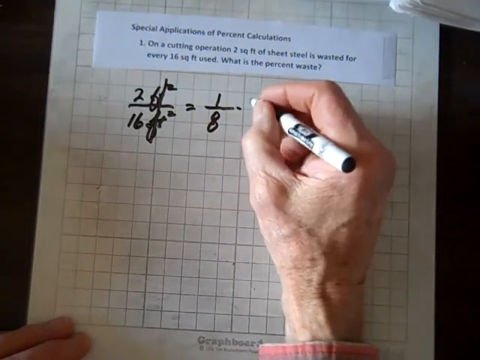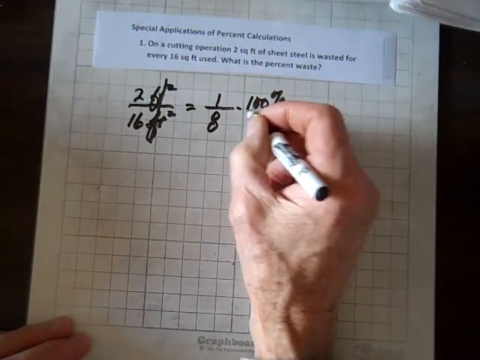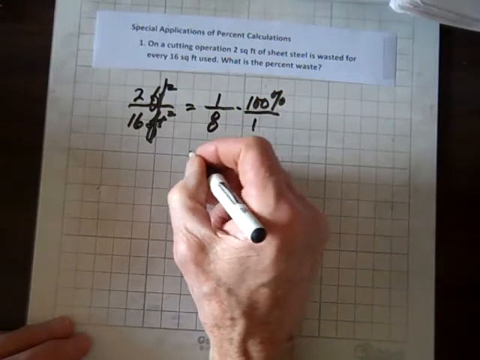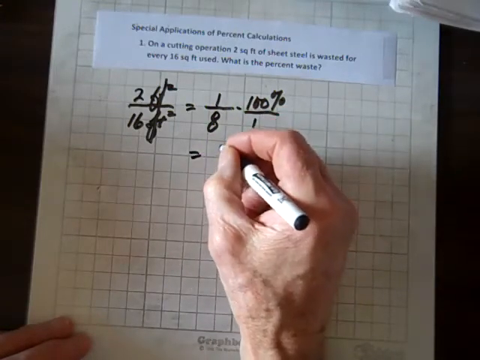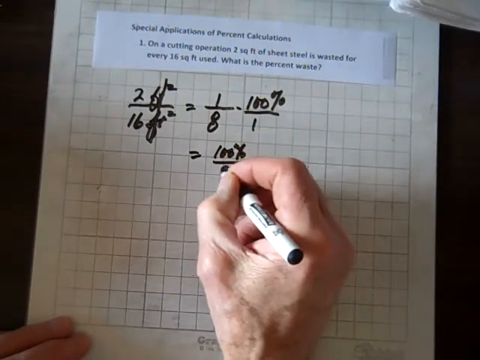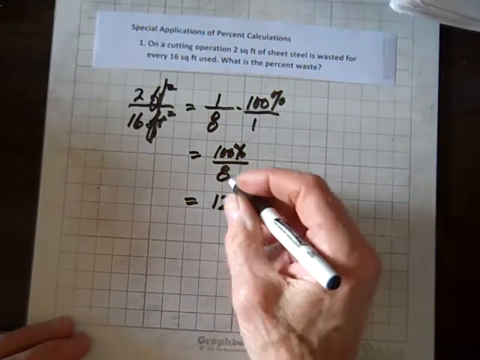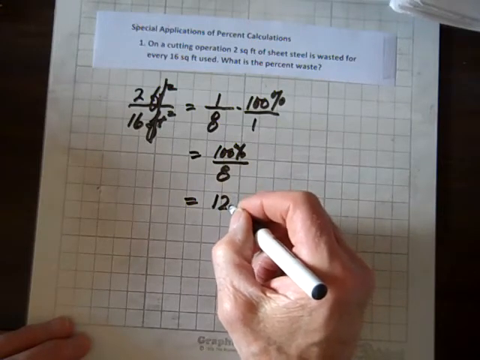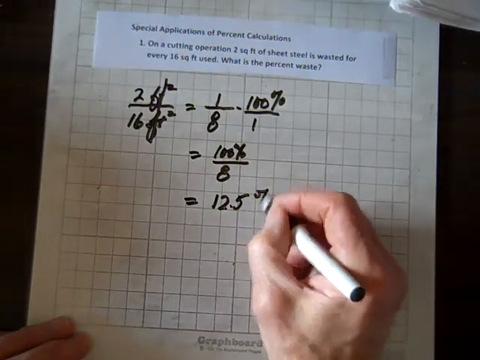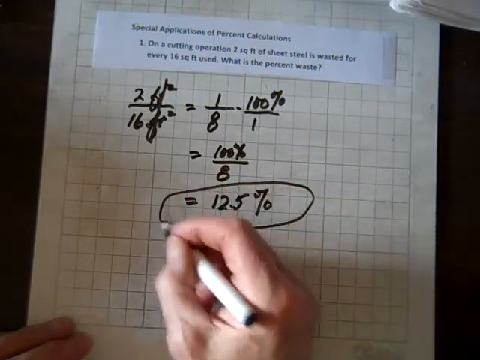And now we'll turn that into a percent, so I'll just multiply by 1 in the form of 100%. And since we're multiplying fractions, I'll put 1 down there also. And ultimately what we have is 100% divided by 8. And 8 goes into it 12.5, and that's going to be percent, isn't it? And so we are done.